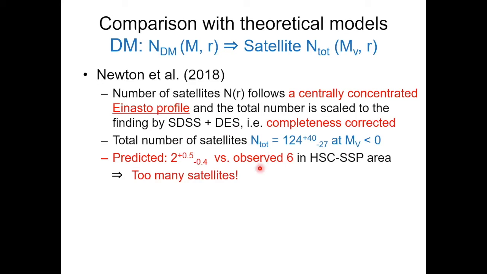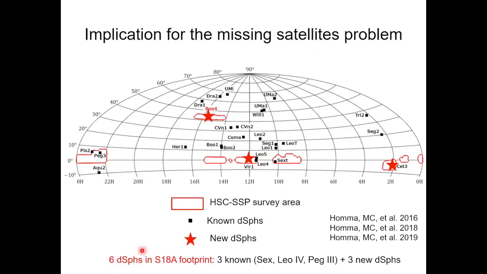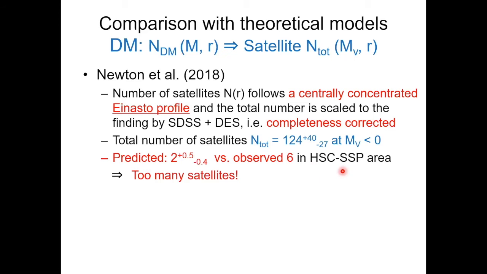So if we adopt this theoretical prediction and apply it to our survey, the predicted number of satellites is 2 in our HSC-SSP footprint. But as I already mentioned on the last page, there are 6 dwarf satellite galaxies in our footprint. So observation shows more satellites. It's a kind of too many satellites problem instead of a missing satellite problem.